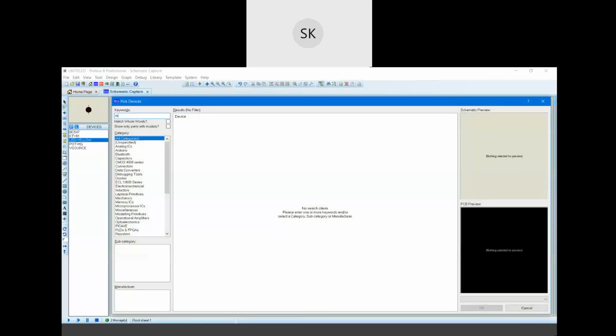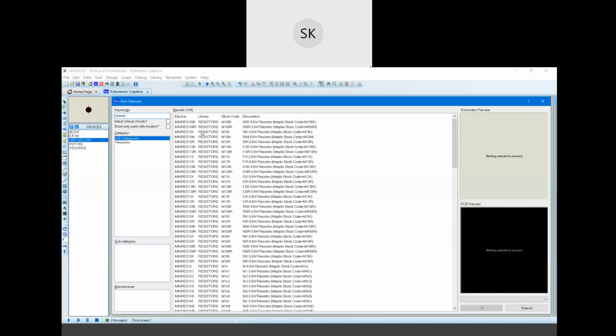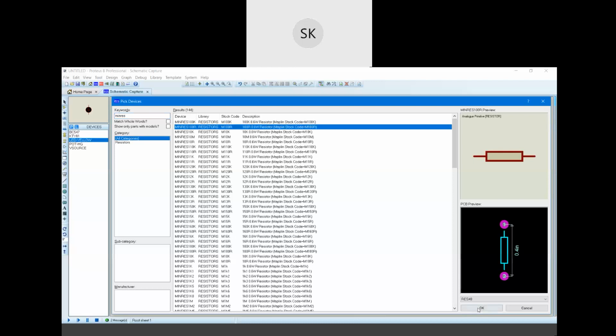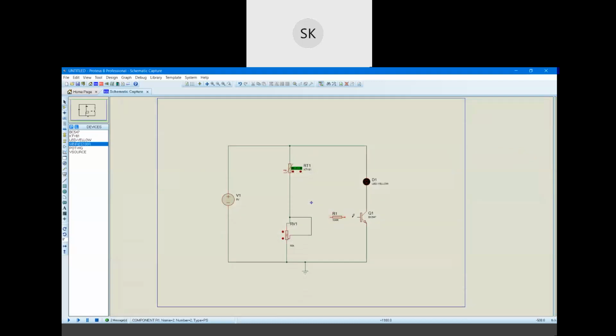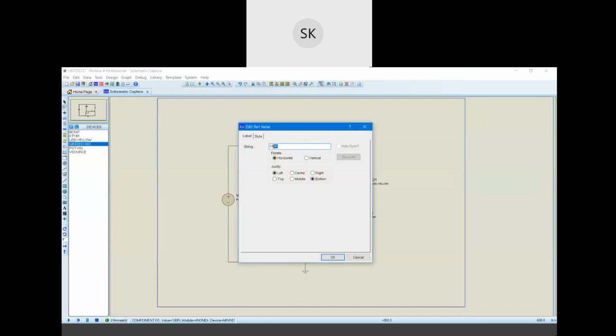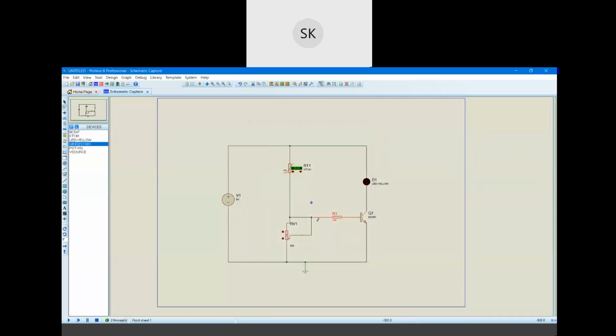Okay, for the resistor we need to type min res, and let's select its value as 10k, because we saw that a large amount of current is already flowing through the base terminal, and we want the range only around 0.7 or 0.8 volt. So to limit it further, we are applying a 10k resistor here.